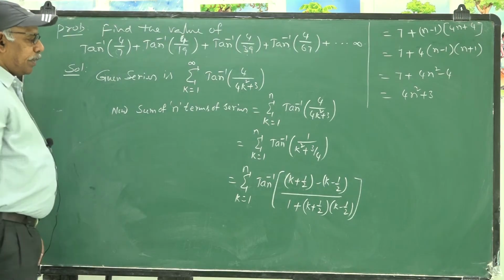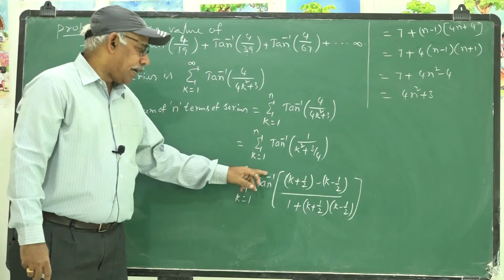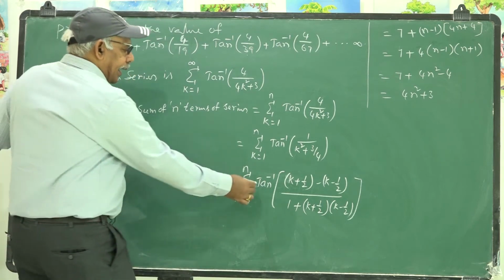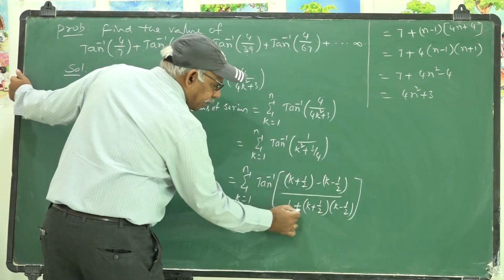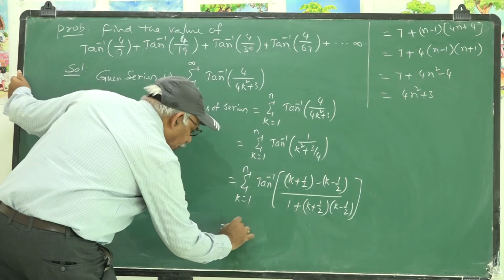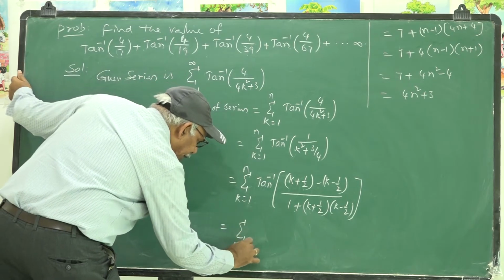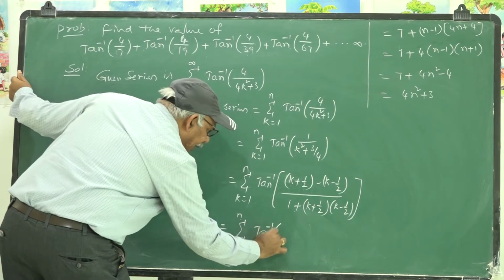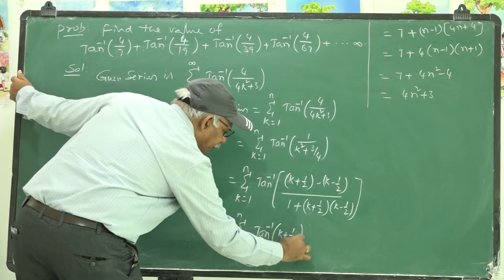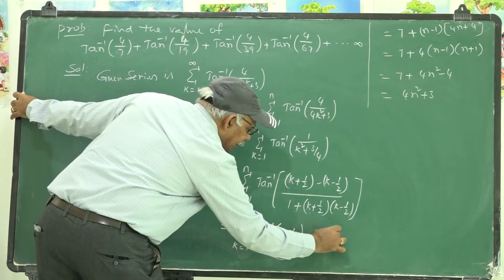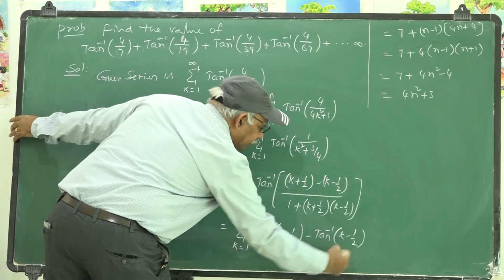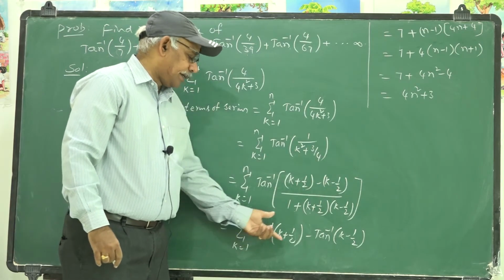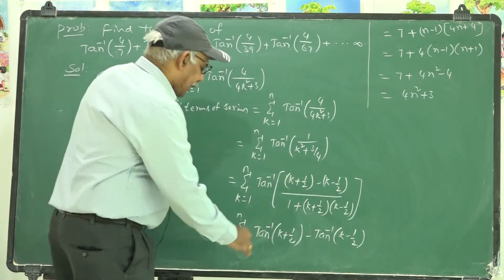Now, this can be reduced to the form tan inverse of a minus b by 1 plus ab. So this can be written as sigma k equal to 1 to n tan inverse of k plus 1 by 2 minus tan inverse of k minus 1 by 2, since tan inverse of a minus b by 1 plus ab is tan inverse a minus tan inverse b.